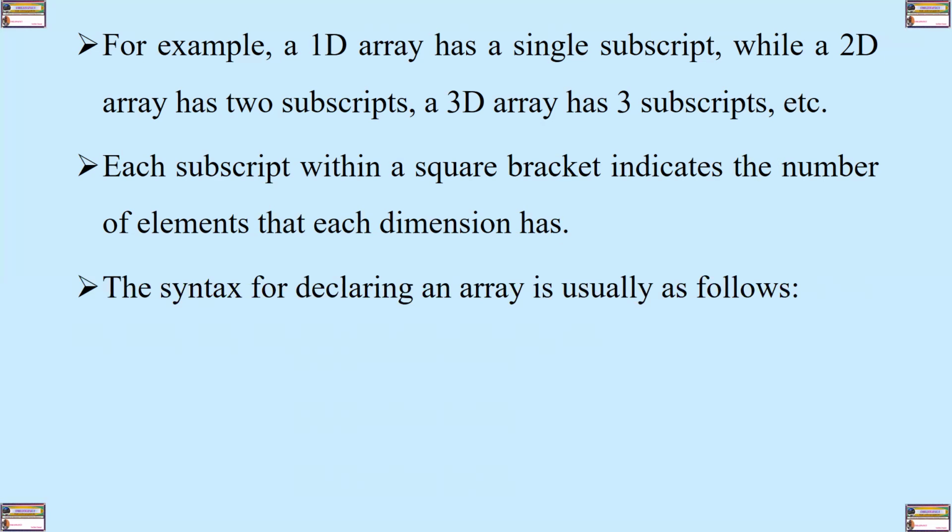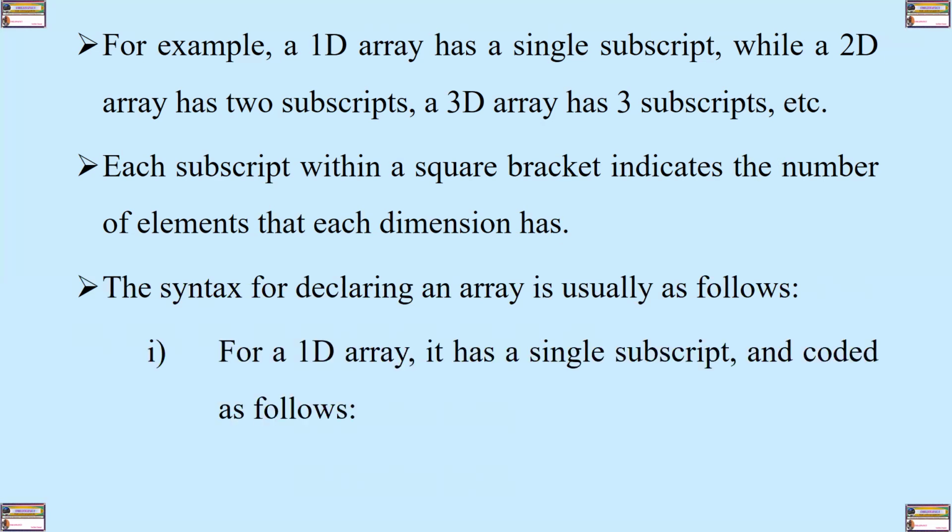The syntax for declaring an array is usually as follows. A one-dimensional array has a single subscript and is declared as follows: data type, array name, and size. Why I have only a single subscript is because in a one-dimensional array, we talk of values being in one row or one column. Just that. And as a result, the subscript that we have just tells us it's one dimension. Whether it is one row or one column, that's not the issue.